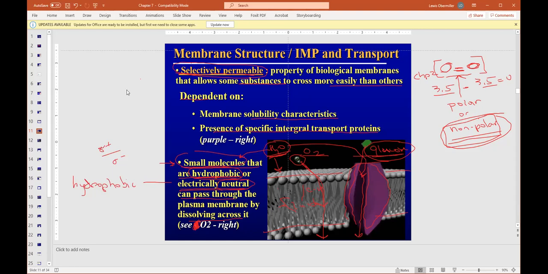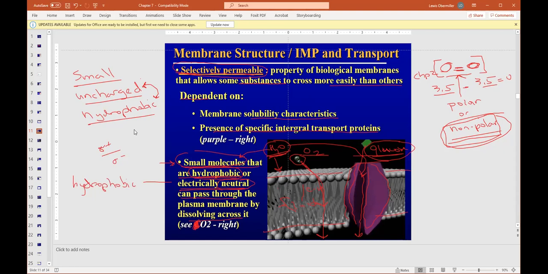So for the test, make sure you guys know the rules. Small, uncharged, hydrophobic. And these are pretty much the same definitions. But anyway, those are the three rules that allow things to pass through the membrane without a channel. And you should know those.